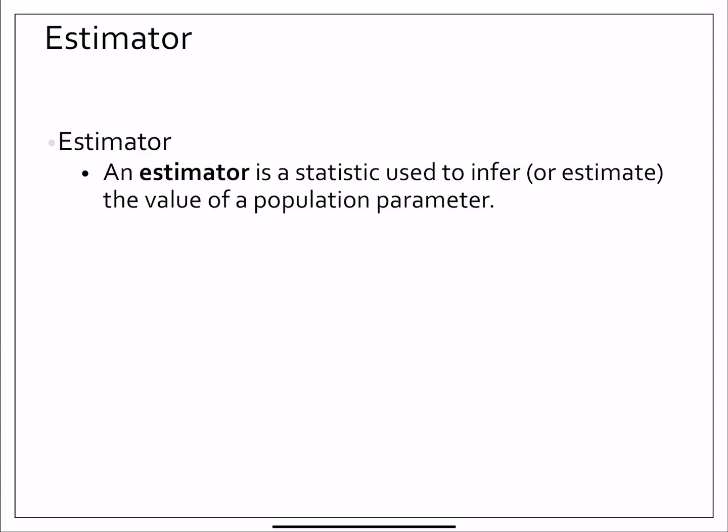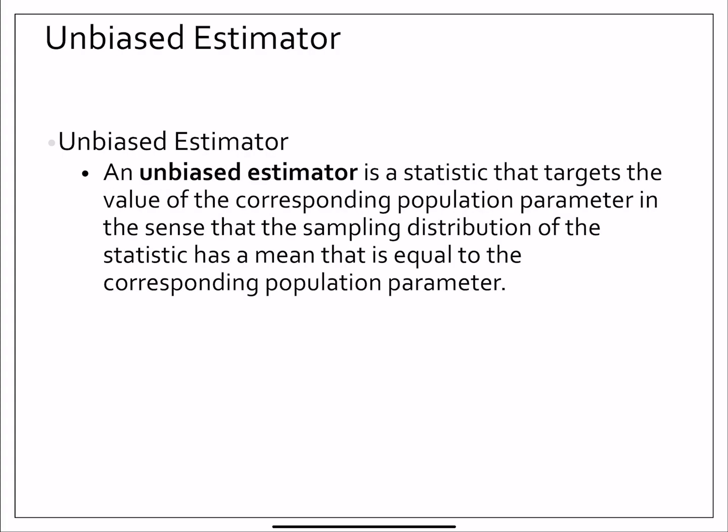Now, we already talked about estimators, but again, an estimator is basically just something that lets us infer the value of a population parameter, which again is the goal of statistics, right? That's what an estimator is. An unbiased estimator is basically when the statistic targets the value of the corresponding population parameter, right? And basically that means that the mean of the sampling distribution is equivalent to the population parameter.